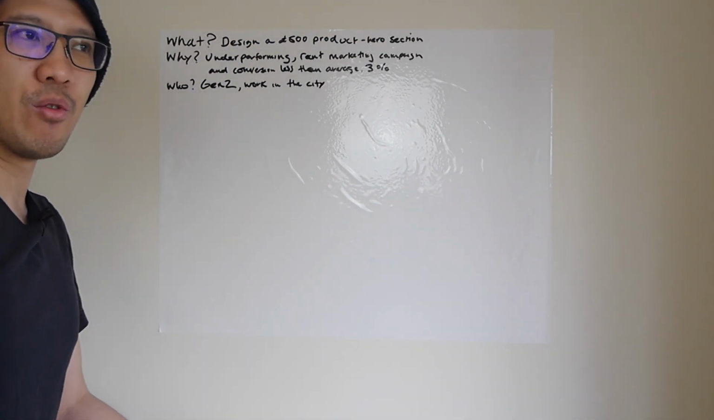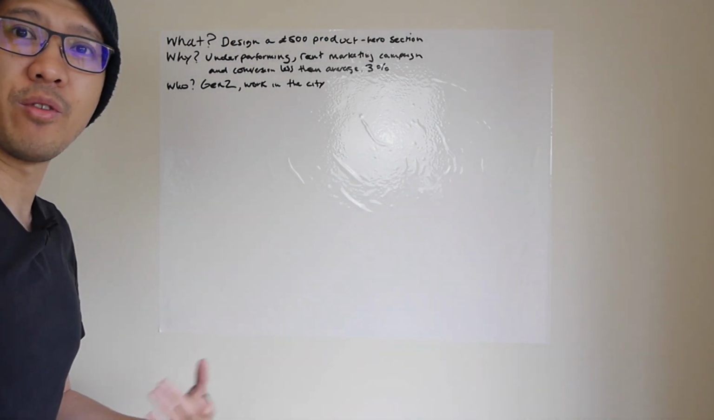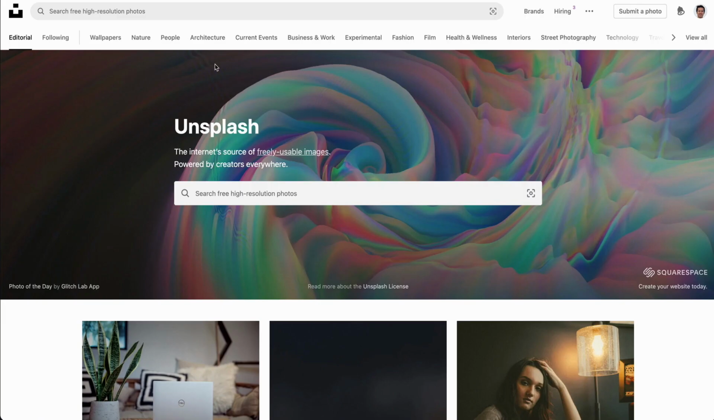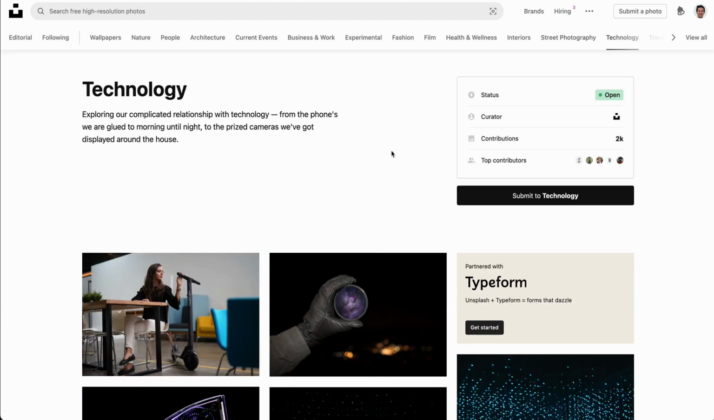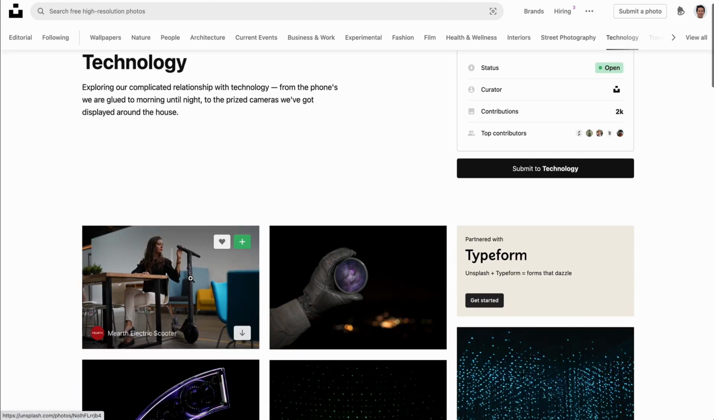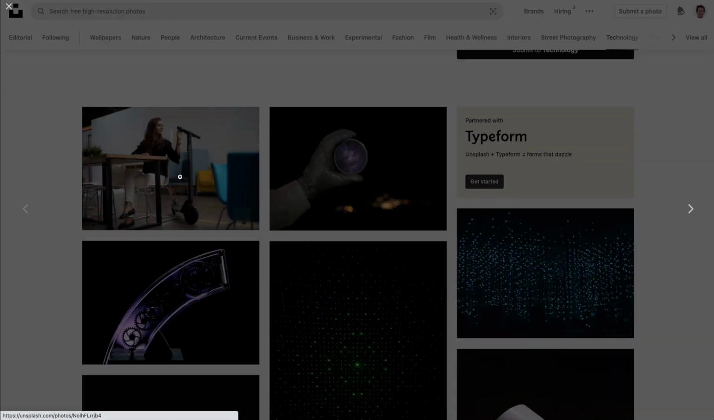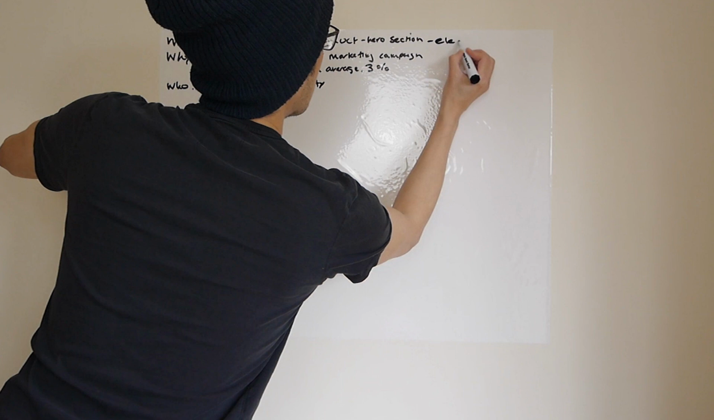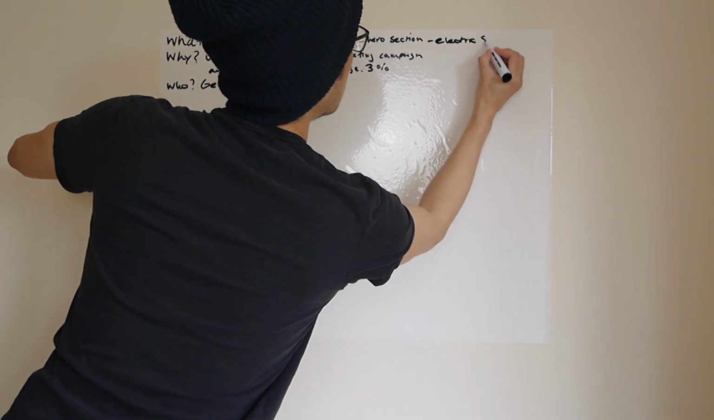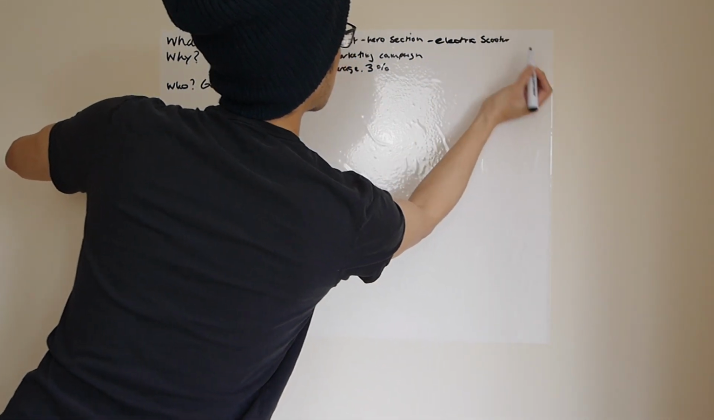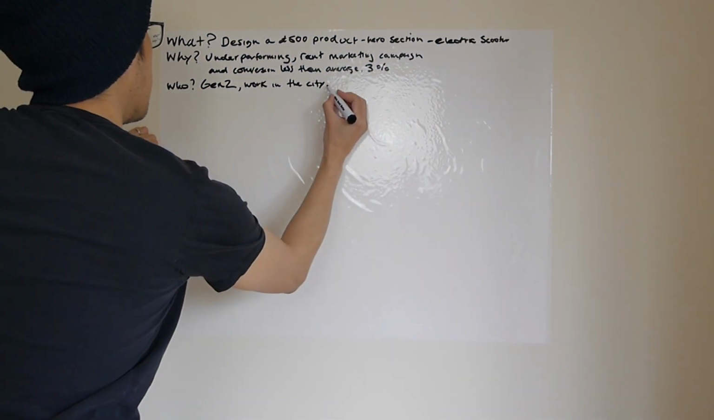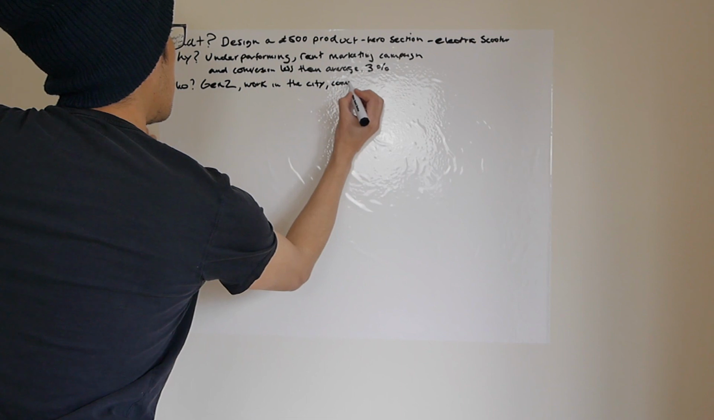For me, to find a product of £500, I just went into Unsplash. I did this differently, and I looked for technology, and the first thing I saw was an electric scooter. So I think an electric scooter could be a good challenge. Let's just put it up here. So electric scooter. It's Gen Z, they work in the city and they commute.